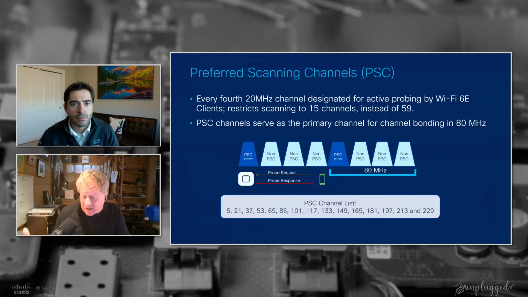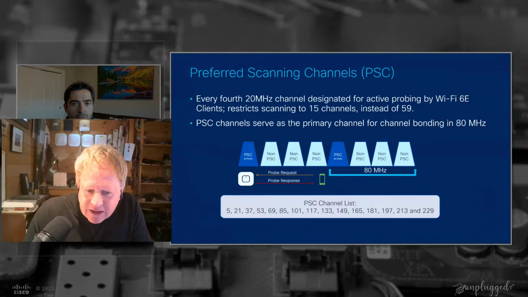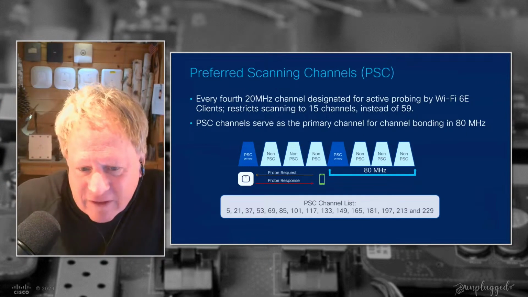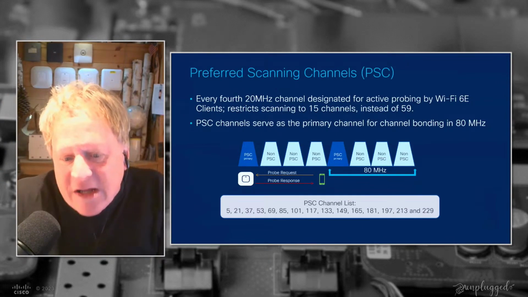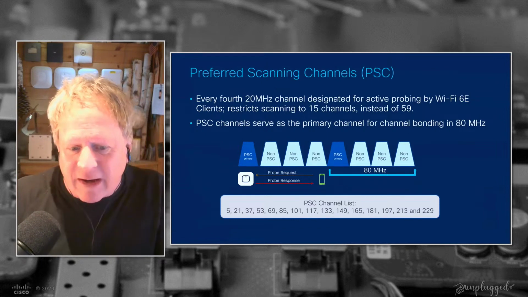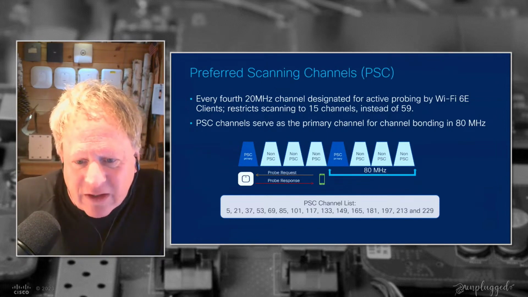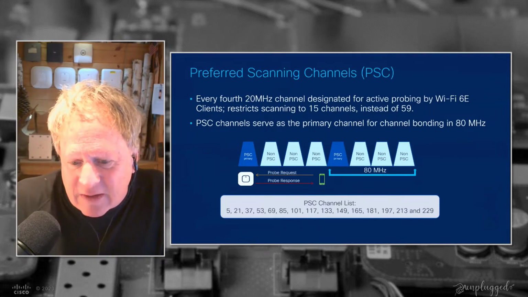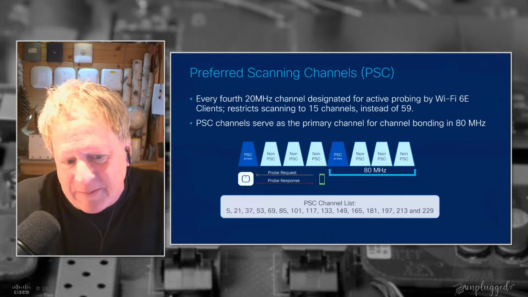Contrast that to 5 gigahertz. On 5 gigahertz, at least in the United States, we had around 12 channels. Now, if you get into some of the other, what we call DFS channels on 5 gigahertz, it could be as many as 25. So we've got a similar number of channels here when you're using 80 megahertz as we had with the 5 gigahertz side.